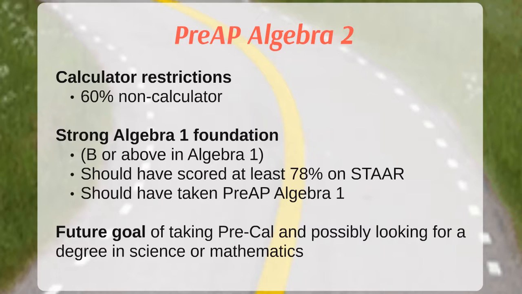Another thing that is important is that students should have a very strong foundation in Algebra 1. While we do revisit some geometry concepts, it is not necessarily the best indicator for academic success in Algebra 2. As you can see, we suggest that you would have scored a B or above in a Pre-AP Algebra 1 class and that you scored at least a 78% on the Algebra 1 STAR test.